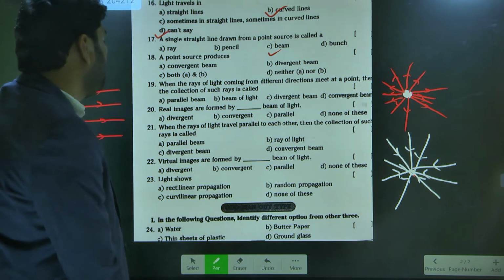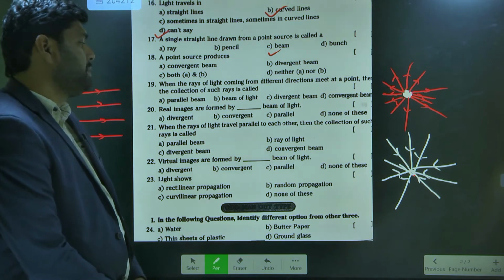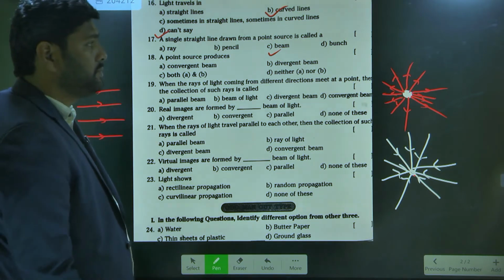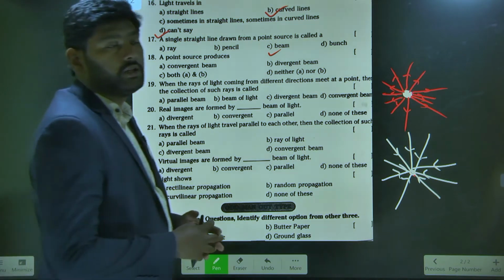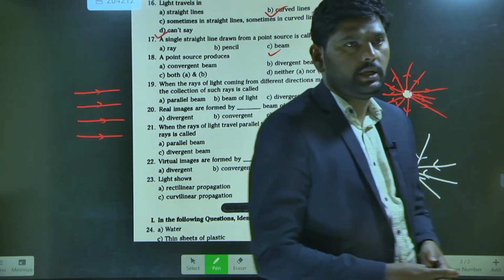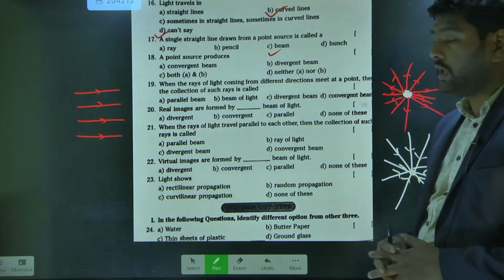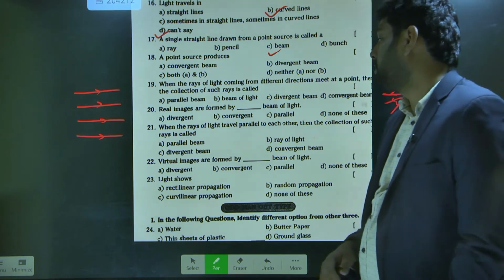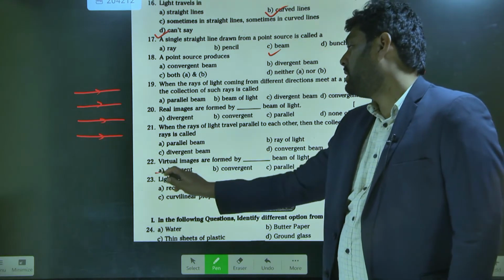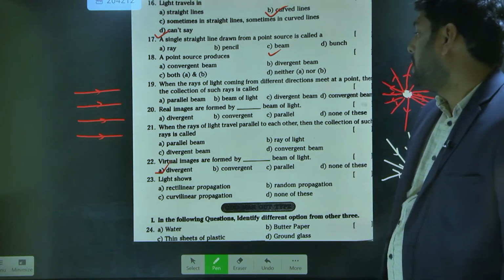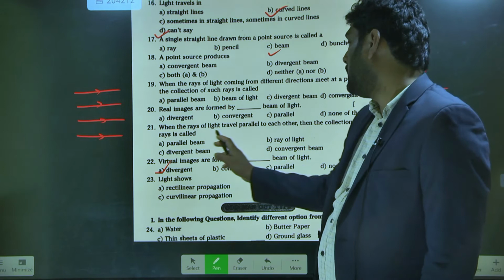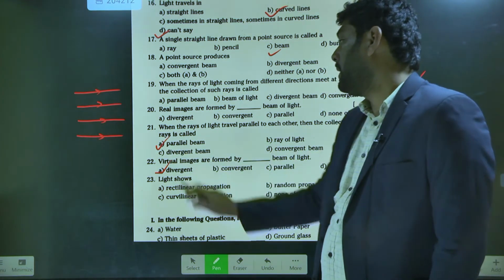Next, virtual images are formed by a diverging beam of light. Virtual images are formed due to extended light rays, and extended light rays means diverging light rays. Due to the diverging light rays, virtual images will form. So obviously, the answer is this. A beam where light rays travel parallel is called a parallel beam.